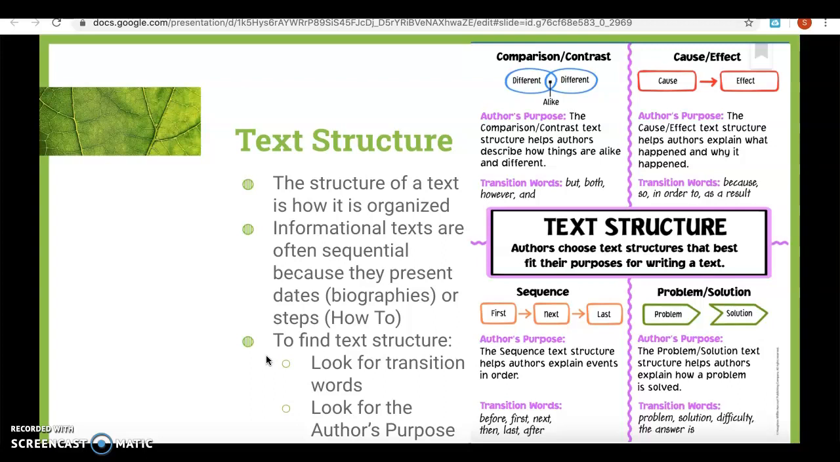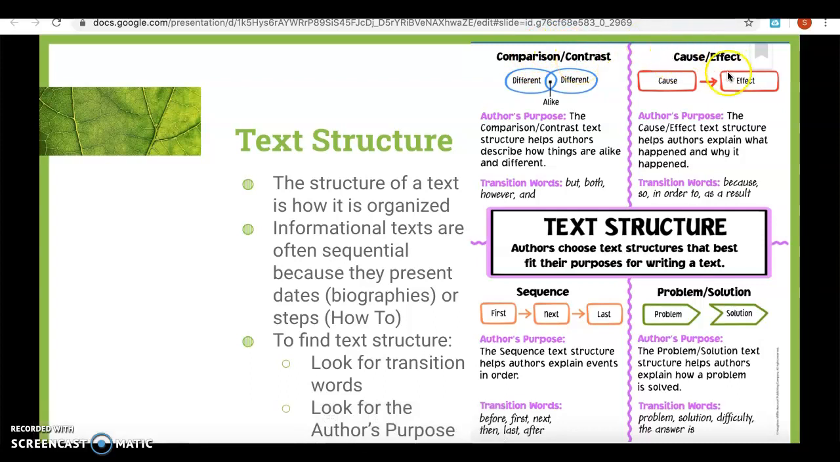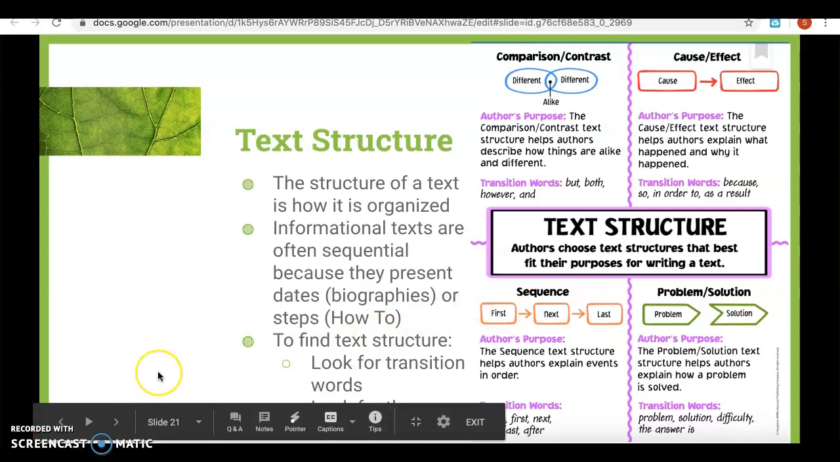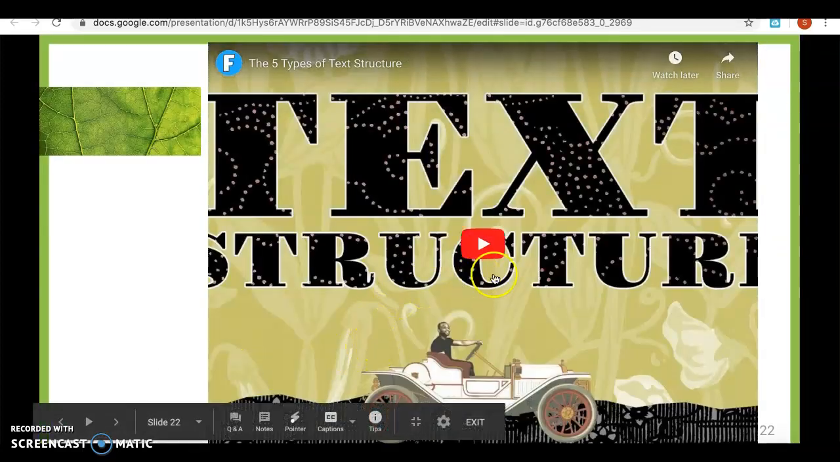To find text structure, look for the transition words. Also, think about the author's purpose. Here we see 4 types of text structure: comparison contrast, cause and effect, sequence, and problem and solution. Let's think about which of these are used in our garden. Here's a song to help us remember about text structure.